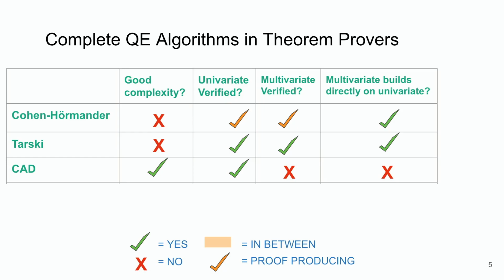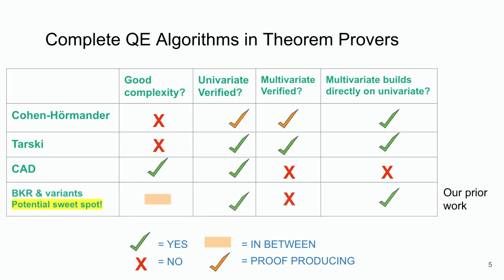So what you see in this table is a bit of a trade-off between the computational complexity of an algorithm and its amenability to verification. In our prior work, my collaborators and I identified a potential sweet spot in this table. We're interested in an algorithm based on the Ben-Or, Kozen, and Reif paper, which described a decision procedure. This was later extended into full quantifier elimination algorithms by multiple people who got very good, compelling parallel complexity bounds on their algorithms. So that's why we're interested in the complexity of these algorithms.